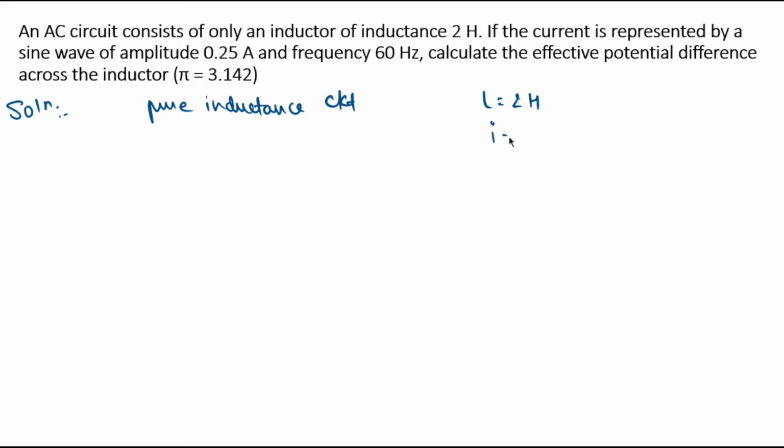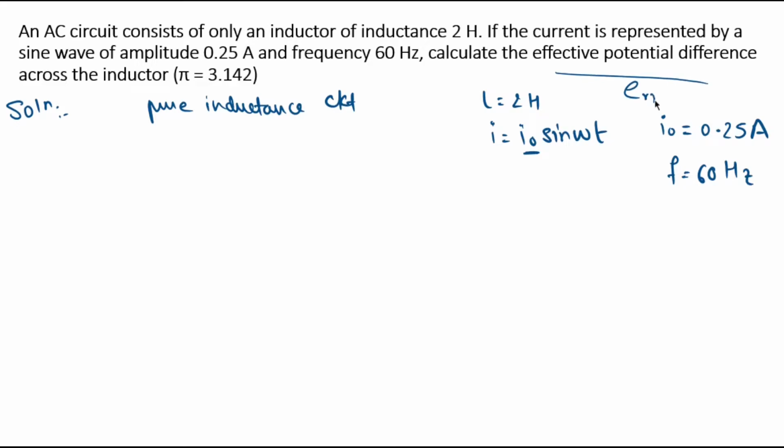That is, we know I is equal to I naught into sine omega t, and this is the amplitude of current, which implies that they have given us the peak value of current, which is equal to 0.25 ampere, and frequency to be 60 hertz. So we need to calculate the effective potential difference. Whenever we are talking about effective potential difference, it means the RMS value. So we need to find out ERMS. So in order to find out ERMS for an inductive circuit, we know that E naught is equal to I naught into XL. So we know the value of I naught, we need to find out XL.